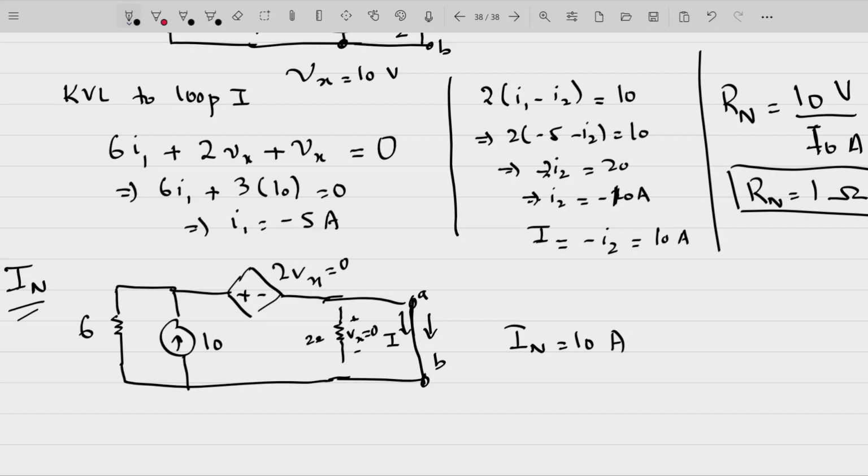Fine. There was a 2 ohm resistance here across which the voltage was Vx, but since no current is flowing through that 2 ohm resistance because of the shorted circuit in parallel with it, Vx is 0. If Vx is 0, that means this dependent voltage source is also offering 0 voltage. Since no resistance is being offered in this particular mesh, all of the current will be flowing through that path only. So In will be equal to 10 amperes directly from the current source provided here. No current will be flowing through the 6 ohm resistance path.